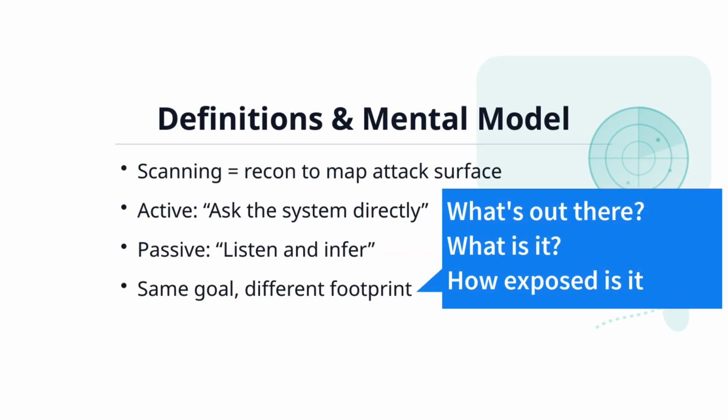The trade-off is visibility versus stealth. Active scanning tends to be faster and more precise, but noisier. Passive scanning is quieter and safer operationally, but can be incomplete and takes longer to build confidence. Defenders typically use both to get the best of both worlds.